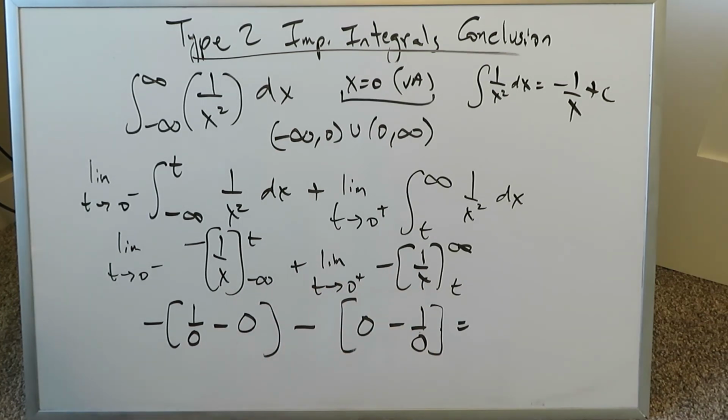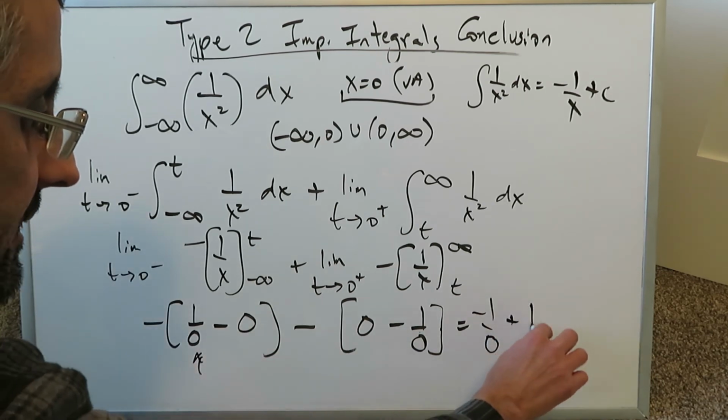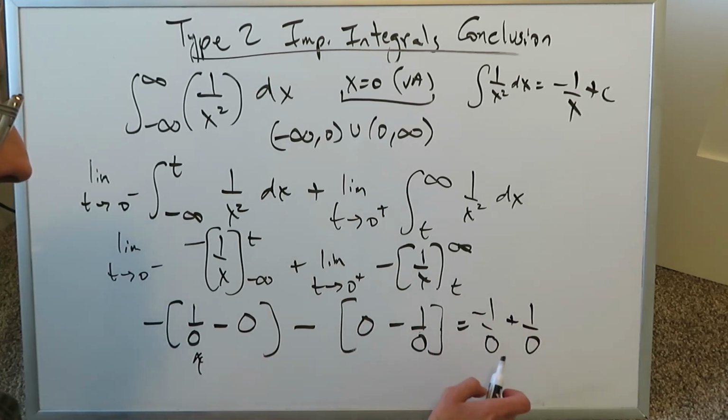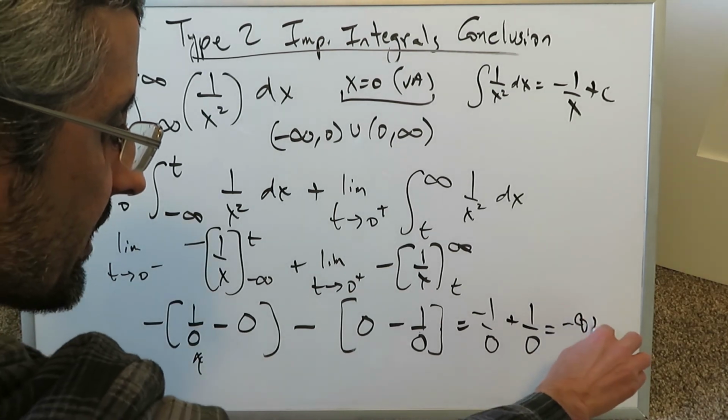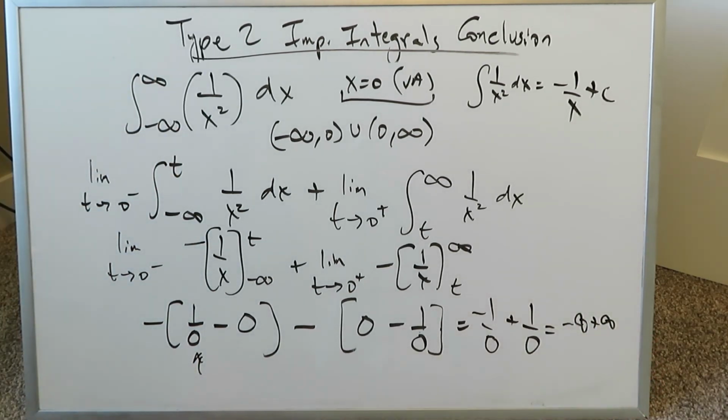From this point here, it's relatively straightforward. You might as well just discount the zeros. You got minus 1 over 0 right here, coming from right over here. You have a plus 1 over 0. You cannot think of minus 1 over 0 and plus 1 over 0 as minus infinity plus positive infinity and they cancel out. It doesn't work that way.